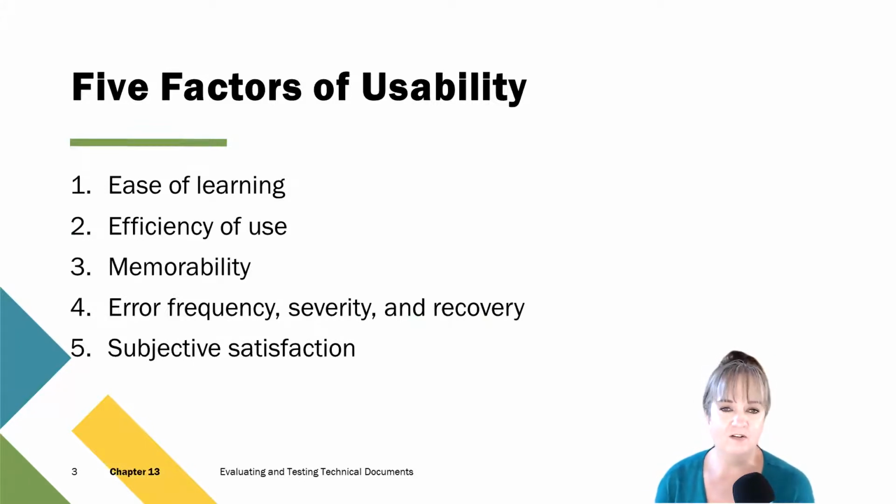There are 5 factors of usability, and these really help us to better understand what usability actually is. Usability has to do with these 5 things. The first one is the ease of learning. So how easily can you teach someone the process, or did you teach someone the process in terms of instructions? This determines how usable the process is. Then there's the efficiency of use. How quickly, safely can it be done?